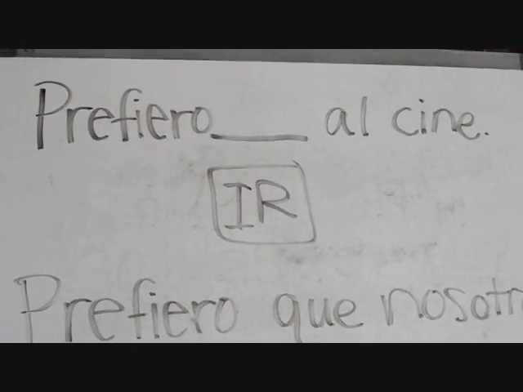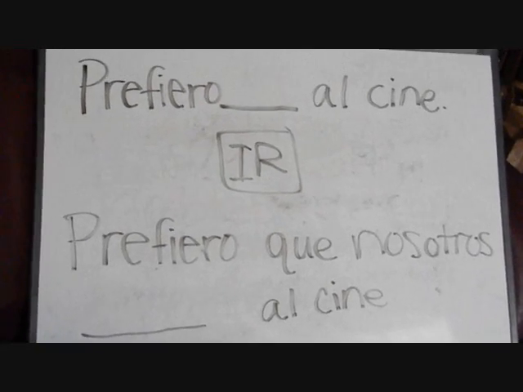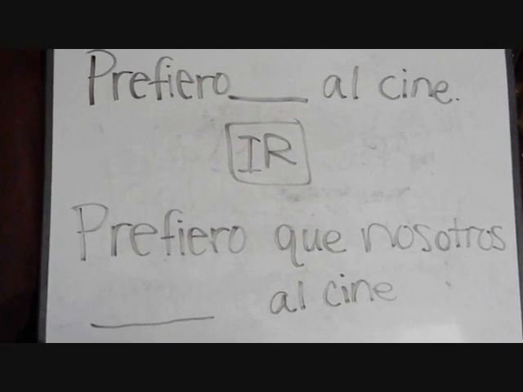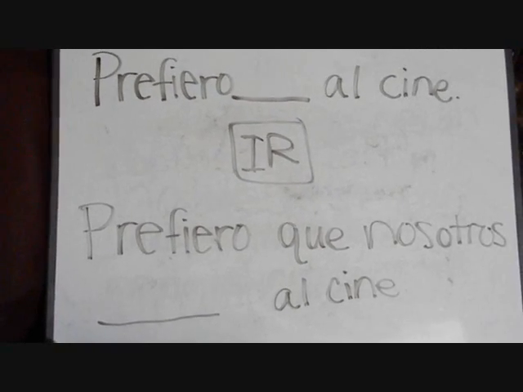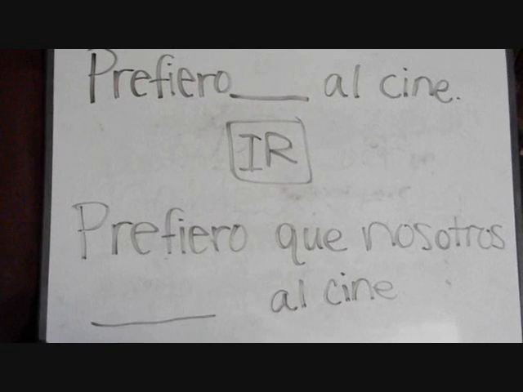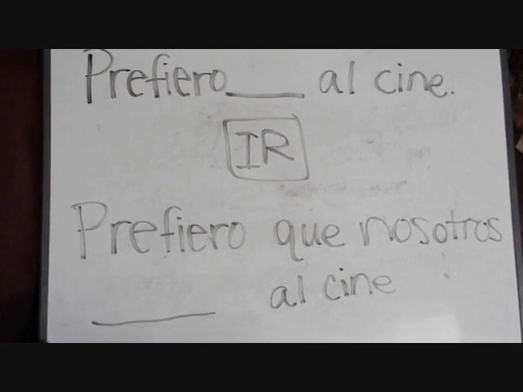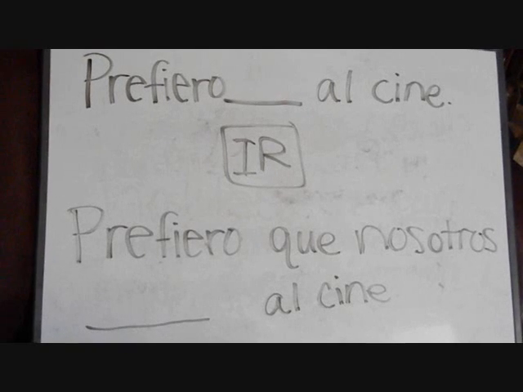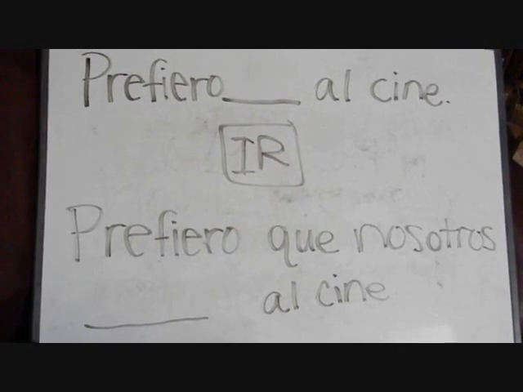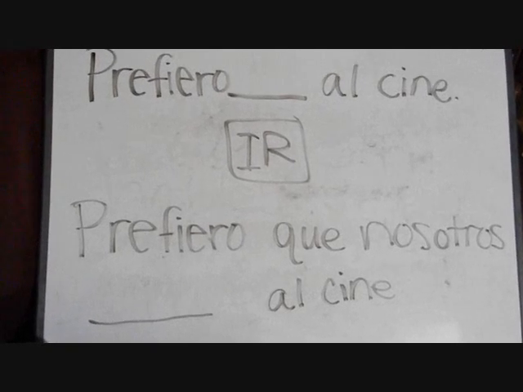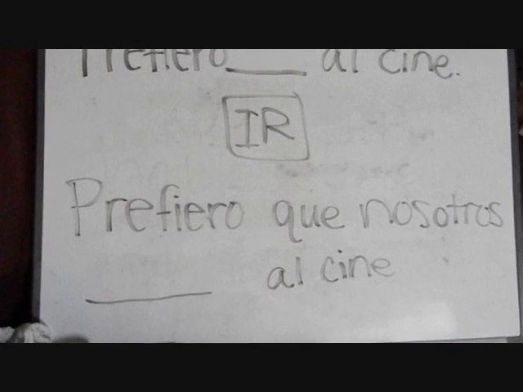Sometimes it's hard to decide if you're supposed to use the subjunctive or not. So I have two sentences here. We're going to use the verb ir in both of these sentences, but now we're going to have to decide which one uses the subjunctive tense. So the first sentence is, I prefer to go to the movie theater. So that's what that translates to in English. The second one translates to, I prefer that we go to the movie theater.